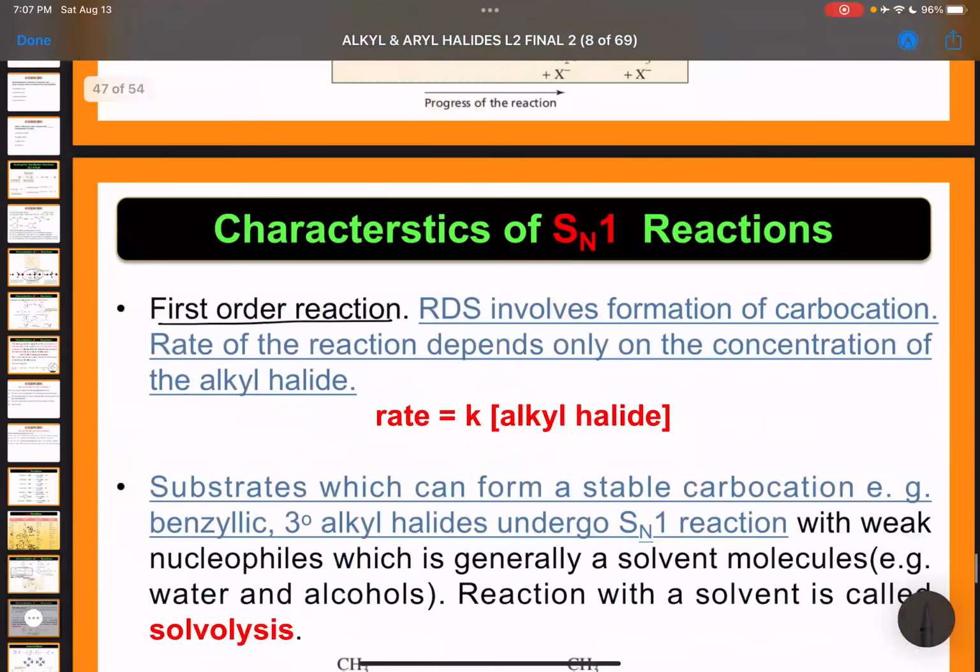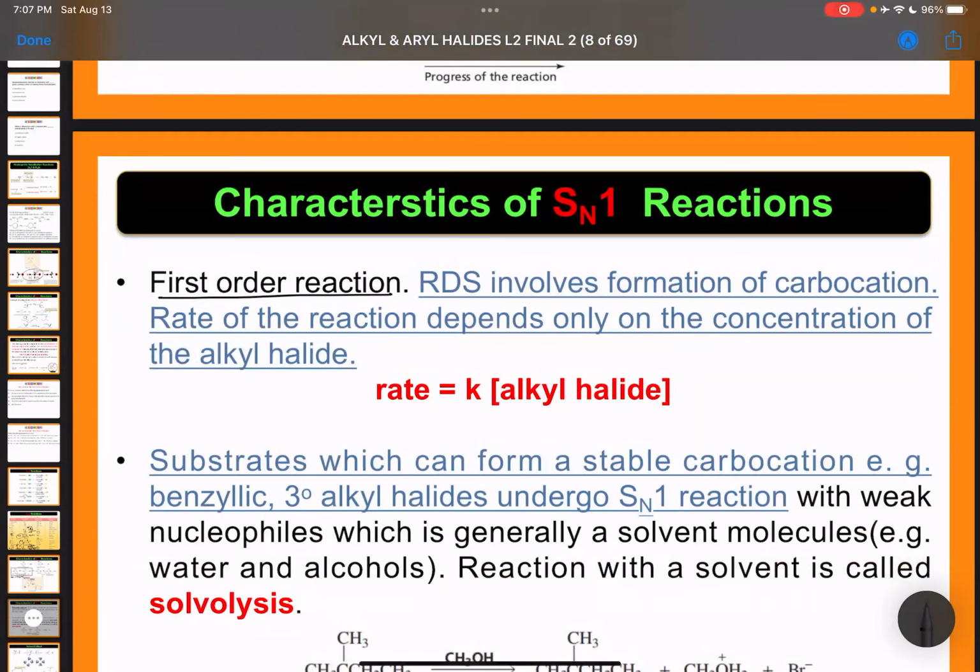The rate determining step involves the formation of a carbocation and the departure of the leaving group. Both take place simultaneously, so the rate of reaction involves only one thing, the substrate itself. So the rate of the reaction depends only on the concentration of the alkyl halide. Is it clear?